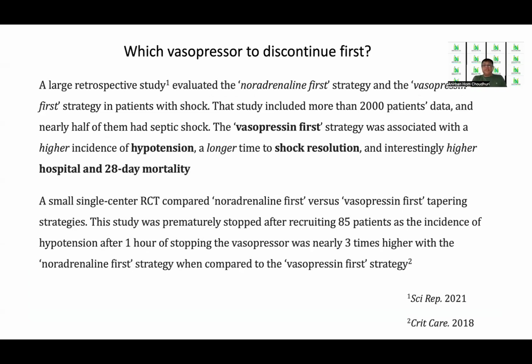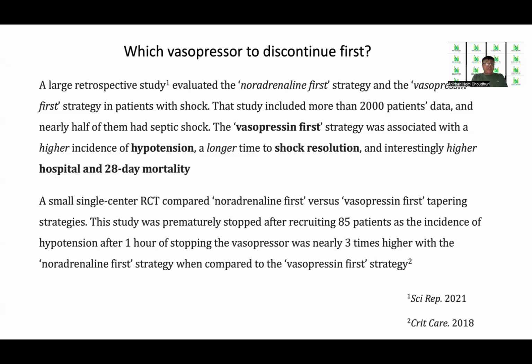Now, if a patient is on multiple inotropes and vasopressors, which should be discontinued first once the patient achieves a reasonably good blood pressure? A large retrospective study evaluated the noradrenaline-first strategy and the vasopressin-first strategy in patients with shock. This study included more than 2,000 patients' data, and nearly half of them had septic shock. The vasopressin-first strategy was associated with higher incidence of hypotension, longer time for shock resolution, and also higher hospital and 28-day mortality.